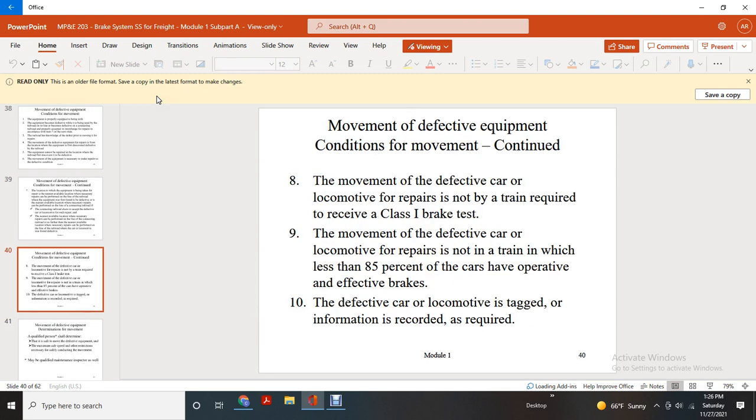Movement of defective equipment: conditions for the movement to continue. If the car or locomotive repairs are not performed, the train will require a Class 1 brake test for the movement, where the defect is on a car or locomotive, if the train has less than 85% of the cars with operative brakes. The car and locomotive must be tagged with the information recorded as required.